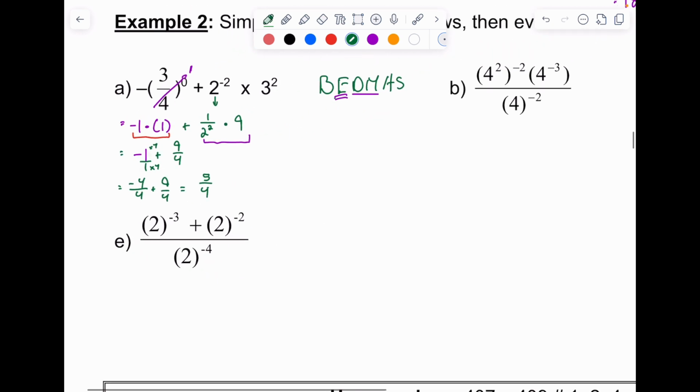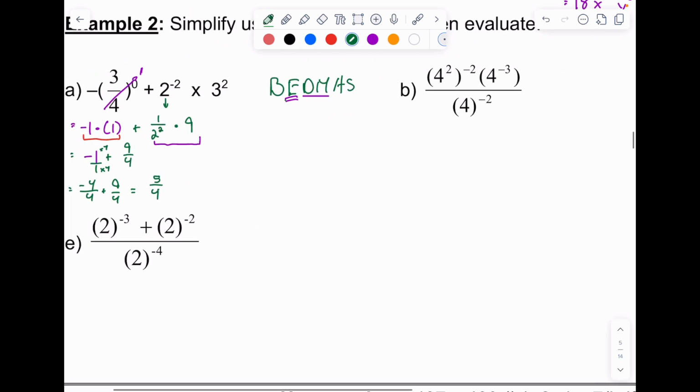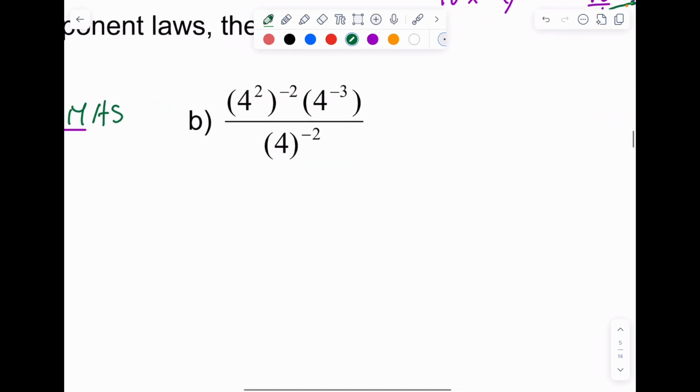There we go. Let's do the same thing for b. Okay, well, we're going to use our power of a power rule. So 2 times that 4 right there, so that's 4 to the negative 4. Multiplying, well, we still have that 4 to the minus 3. Nothing changes there. And we can put that in a bracket.